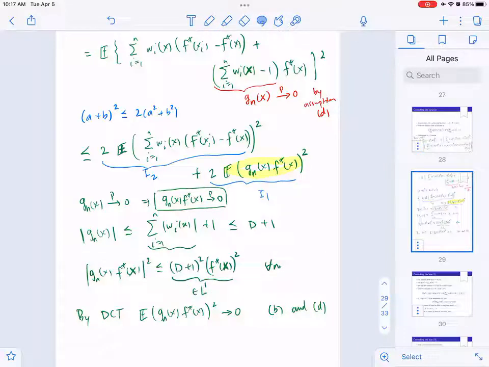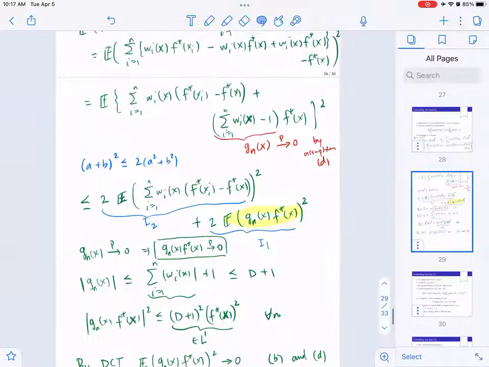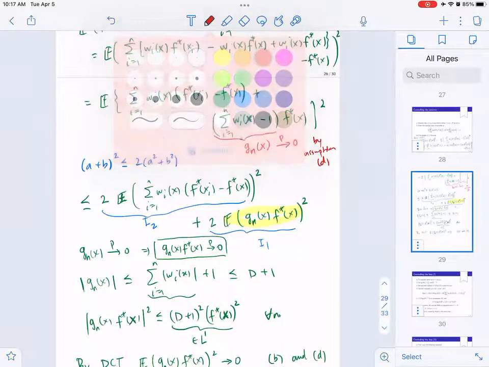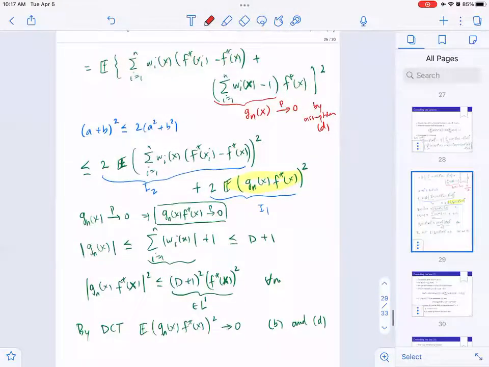But then DCT gets you there. Question? You're almost there. Now we get to the really tricky part, which is that part. So this quantity we have called I2.